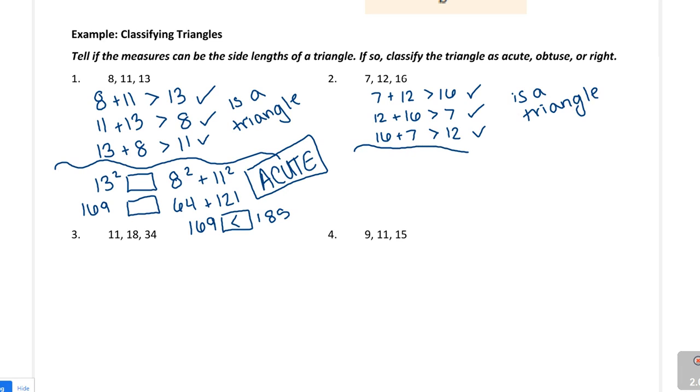So now we need to know what kind of triangle. Let's take our larger side, 16, and square it. We don't know what the inequality symbol is yet. And then we have 7 squared plus 12 squared. 7 squared is 49. 12 squared is 144. And then 16 squared is 256.